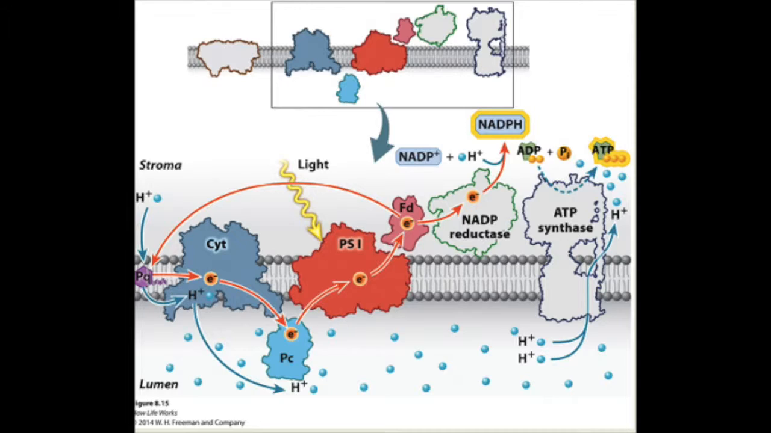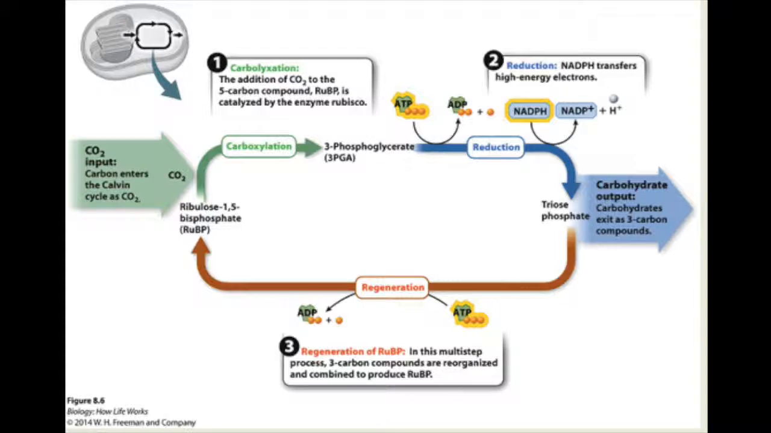To keep this from happening, electrons are shunted into an alternate pathway that increases the production of ATP while decreasing the production of NADPH. Electrons from photosystem 1 are redirected from ferredoxin back into the electron transport chain. These electrons re-enter the electron transport chain upstream of the cytochrome B6F proton pump.